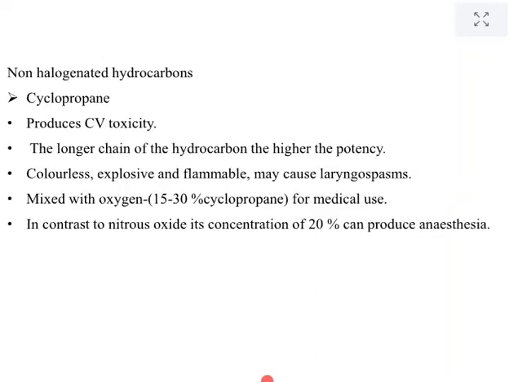Then we have the non-halogenated hydrocarbons, and as you remember, the main one we saw as a non-halogenated hydrocarbon was cyclopropane. Cyclopropane, of course, is a cyclic hydrocarbon. It produces cardiovascular toxicity, so of course that is a negative, cardiotoxicity. The longer the chain of the hydrocarbon, the higher the potency.